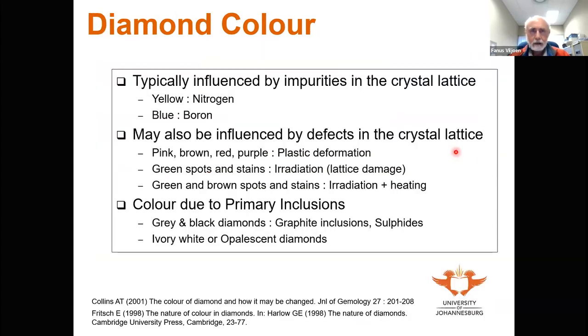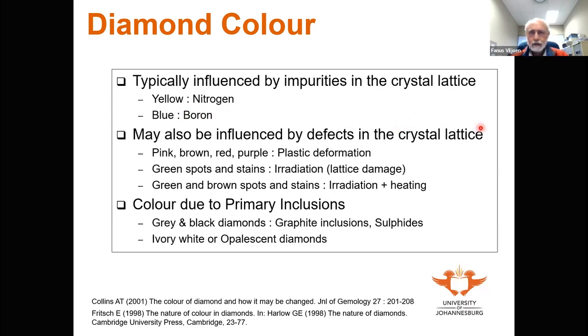Diamond color. Diamond color is typically influenced by impurities in the crystal lattice. For example, if you have nitrogen structurally bonded into the crystal lattice, you would end up with a yellow color. In cases where you have nitrogen-free diamonds that contain boron, you end up with a marked blue color for the diamonds.